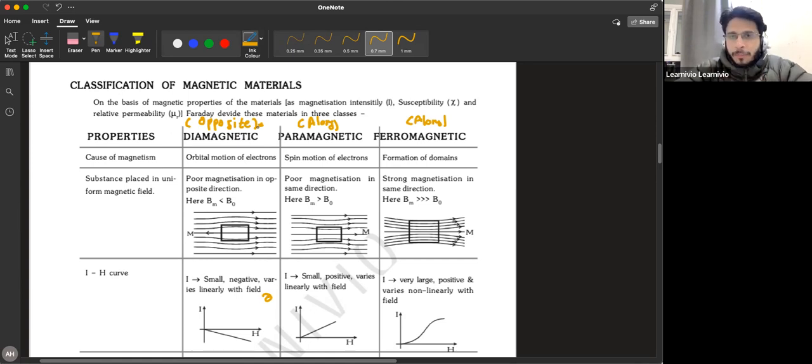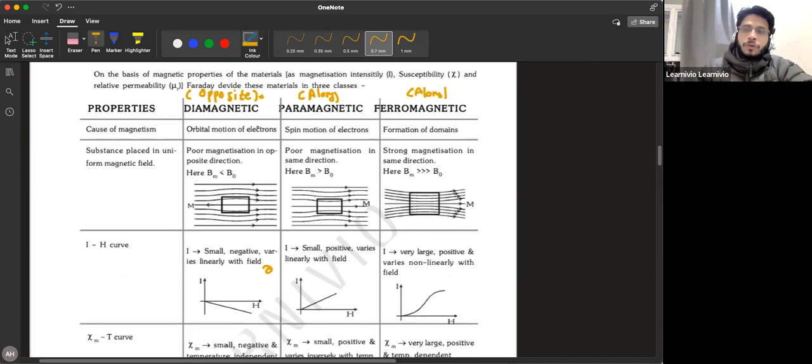Paramagnetic material will get magnetized in the direction of field, so it gets attracted by a magnet. Ferromagnetic material also gets magnetized in the direction of field, so it also gets attracted by a magnet. Para and ferro will have the same type of properties, but the properties of ferro will be very, very strong as compared to para. That's the difference. So let's start one by one.